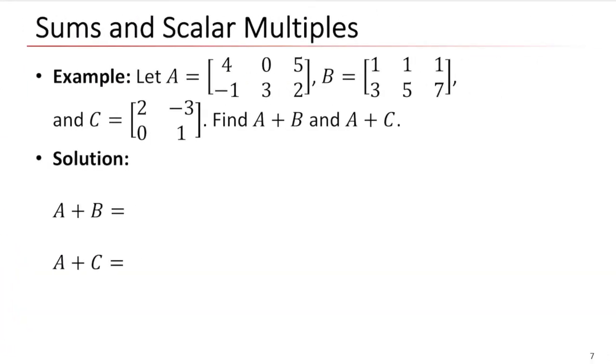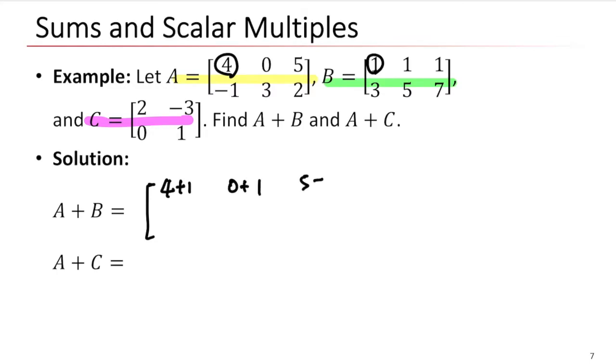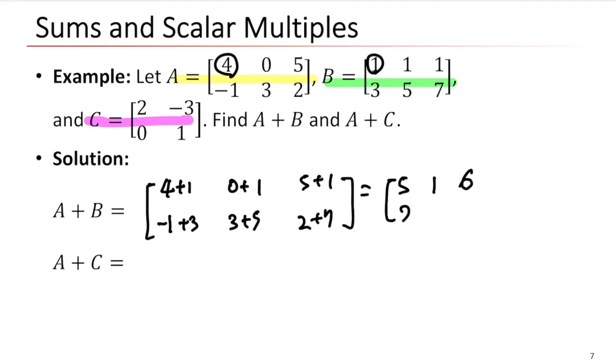For example, let's say there are matrices: A is something like this, matrix B is something like this, matrix C is something like this. First question: find A plus B. What is A plus B? The summation of each entry. So in this case, 4 plus 1, 0 plus 1, 5 plus 1, negative 1 plus 3, 3 plus 5, 2 plus 7. So in this case, 5, 1, 6, 2, 8, 9, right? So this is A plus B.